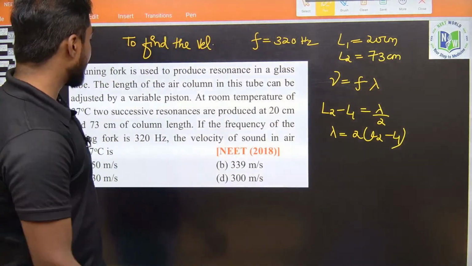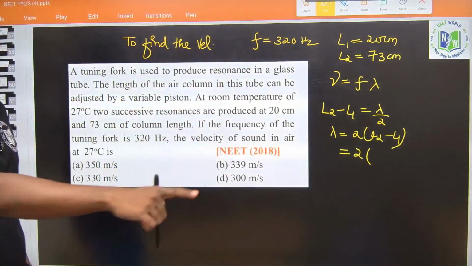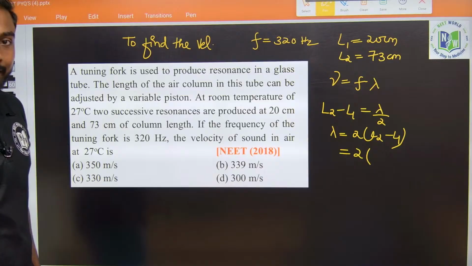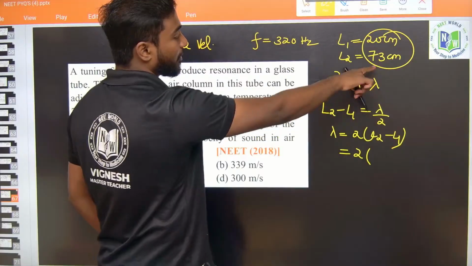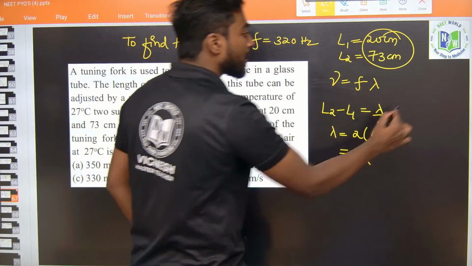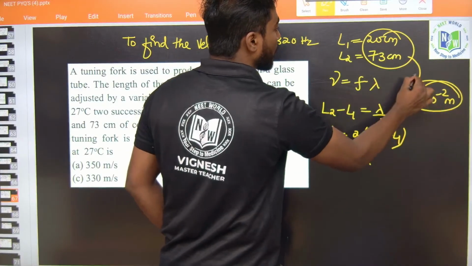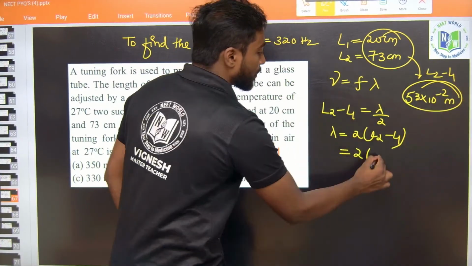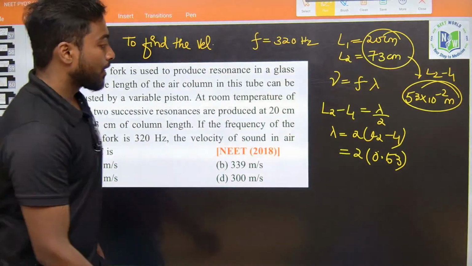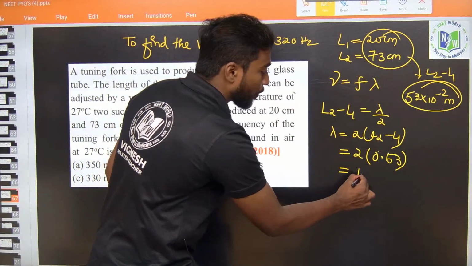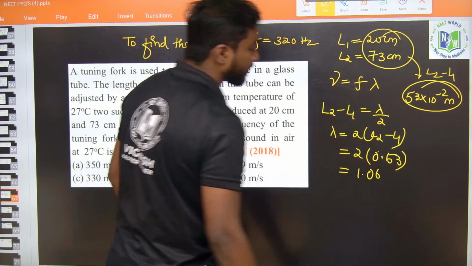What about L2 here? L2 is 73. I should change everything into meter. So 73 minus 20, it is 53. 53 into 10 power minus 2, that is meter. Okay, this is L2 minus L1. So it is 0.53, right? So what will be the value of lambda? It is 1.06.